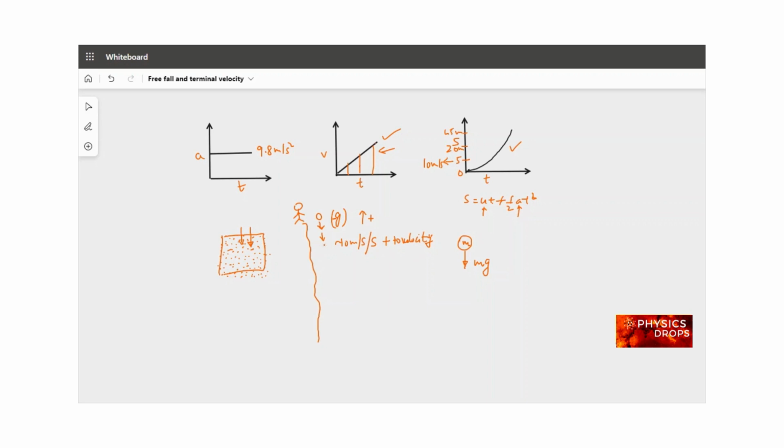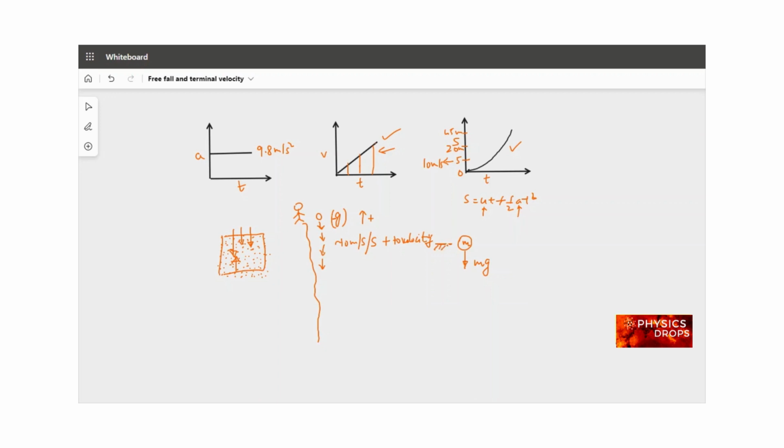This object is falling through air. So when I push slowly, I mean with a lesser velocity, then there is lesser pushback on the object. If I go down with more velocity, then I create more disturbance. I push more air, then more pushback I get.